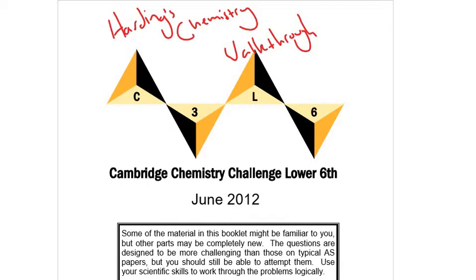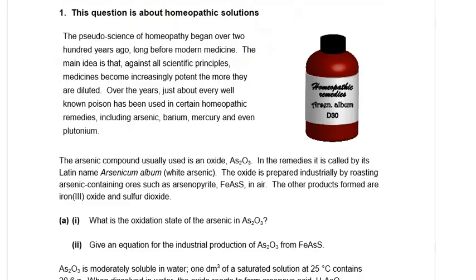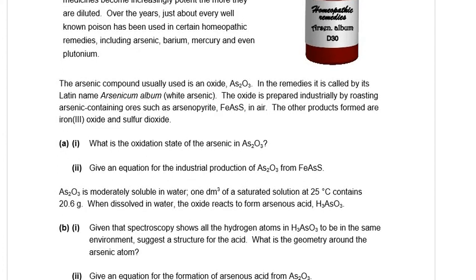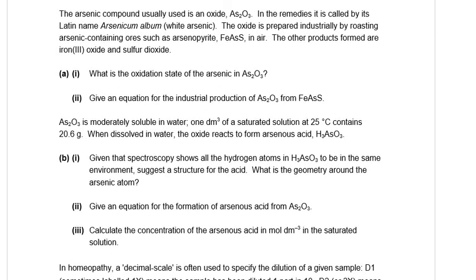With that in mind, let's begin with this part where we'll look at question 1A and B. So we can see here we're given quite a lot of information about homeopathic solutions, specifically about arsenicum album or white arsenic, which is one of the oxides of arsenic. And there's a lot of information there that we'll come back to later. For now though, let's begin by looking at question A part 1, the oxidation state of arsenic in As2O3.